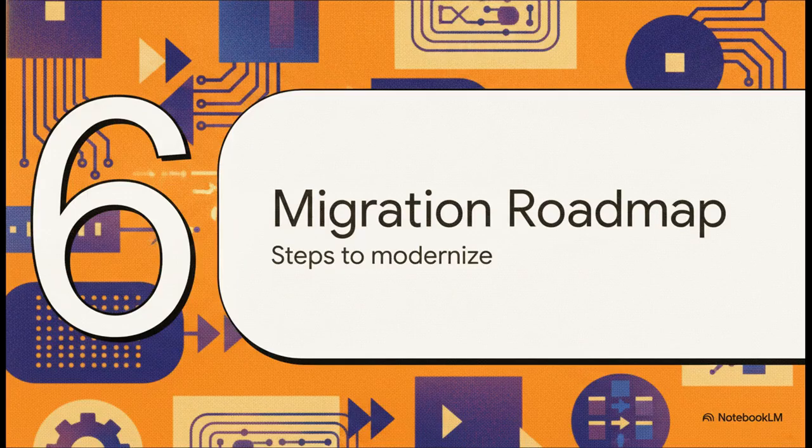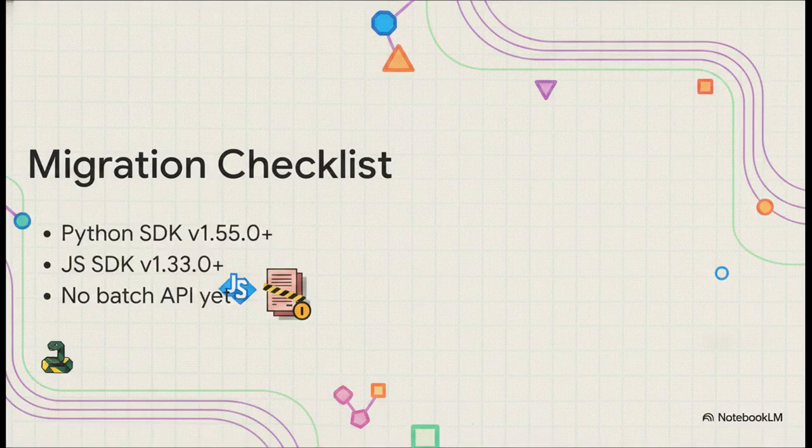Which brings us to our final section, Section 6, Your Migration Roadmap. Let's bring this explainer to its practical conclusion. What is the exact sequence of actions your engineering team actually needs to take to modernize your applications right now? Well, the absolutely crucial first step is getting your SDKs in order. You must update to the Google Gemini Python package version 1.55.0 or later, or the JavaScript equivalent version 1.33.0 or later.